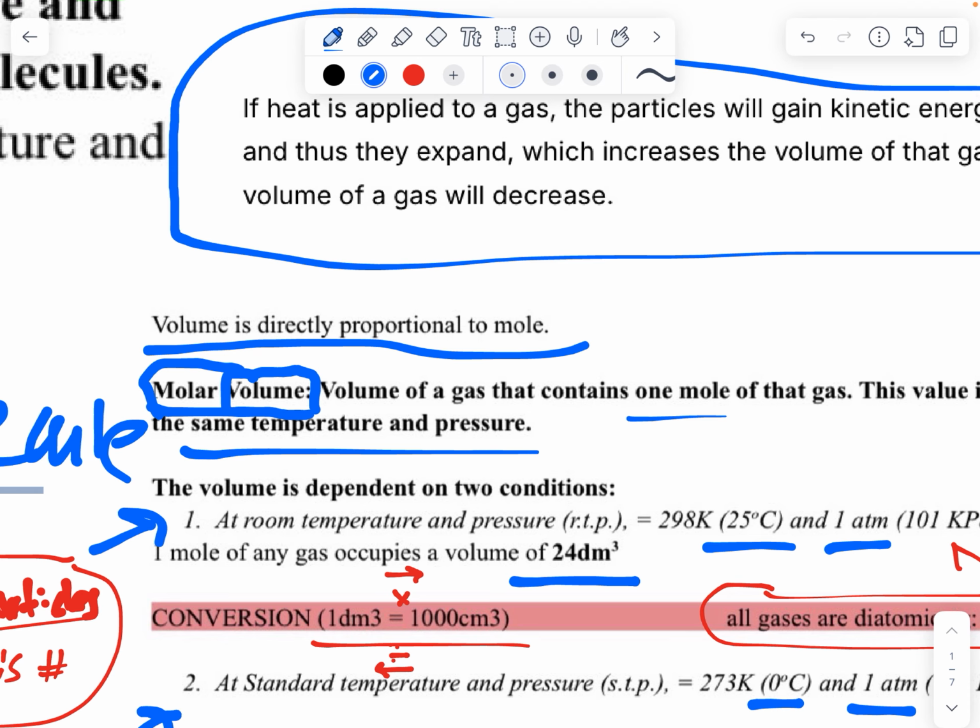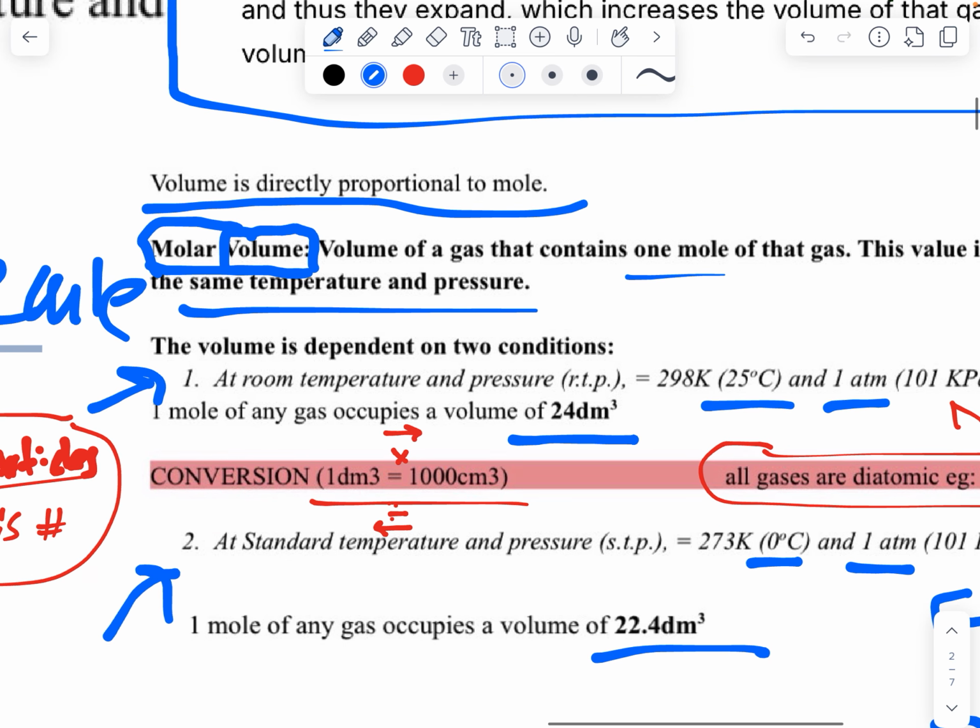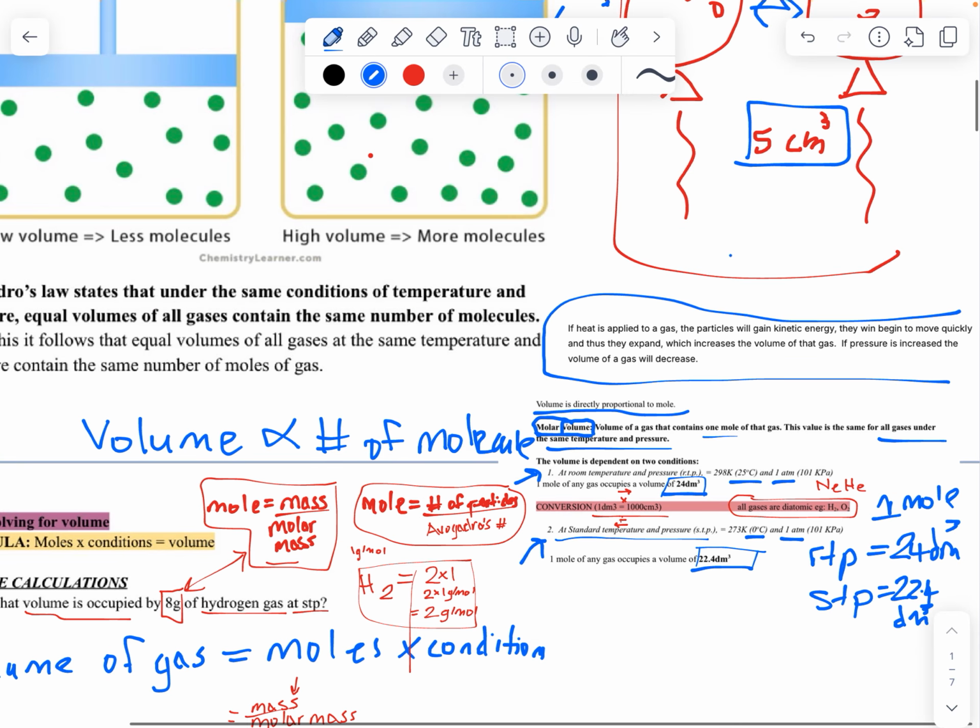And we have two types of molar volumes that we use. We have the RTP, room temperature and pressure, which is 25 degrees, and the volume of any gas at room temperature is 24 dm cube, while the volume of any gas at standard temperature and pressure is 22.4 dm cube. And note that standard temperature is 0 degrees, right?